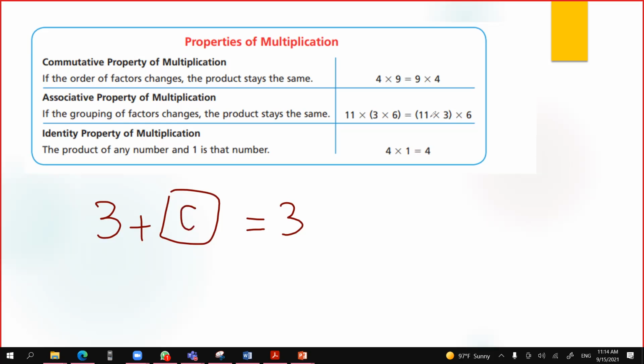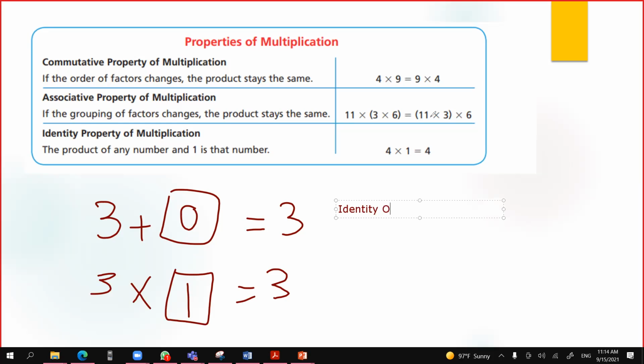Think about a number that when you multiply it by 3, you get 3. What will the number be? 1, bravo. So now here, the identity property. Here we have the identity property of addition. And down we have the identity property of multiplication.